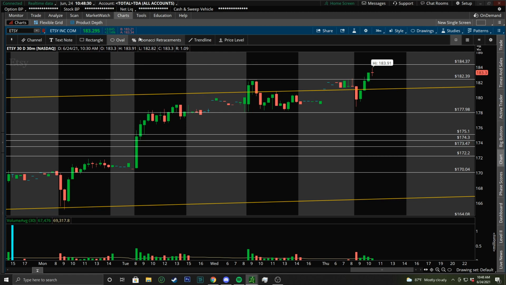So let's say none of these candles were here today. Let's say none of these are here. Let's say price is right here about to open. Let's create our trade plan.